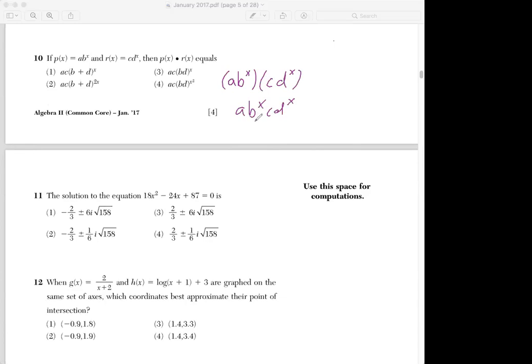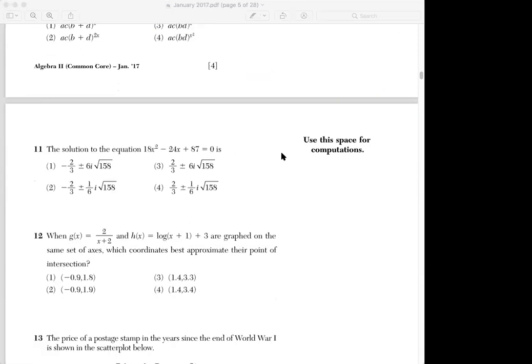Let's see, I can use the commutative property to move things around. So this becomes A, C, B to the X, D to the X. This becomes AC, and I could put BD to the X out there if I want. And it's answer choice number 3. All right, this is actually a case of EMA as well. We just did it in reverse. So that's another one that we could do just with what we've learned so far.